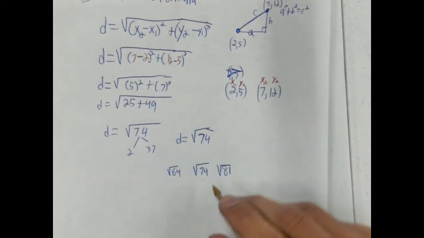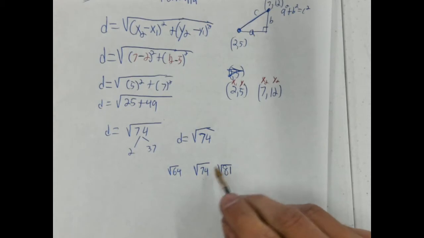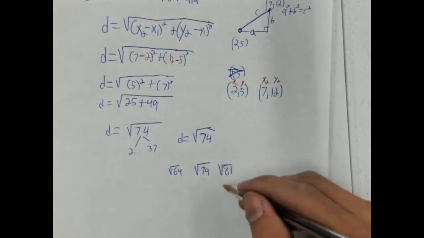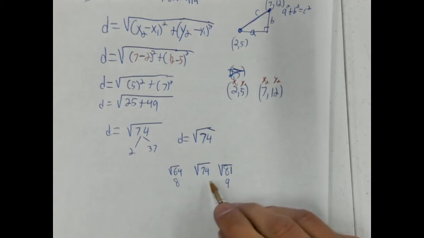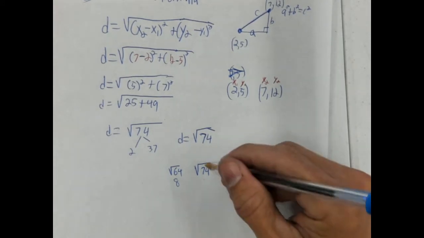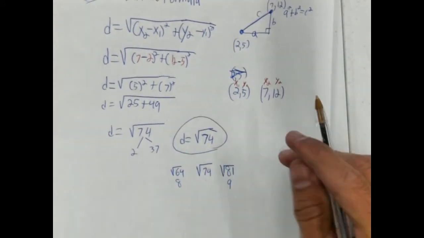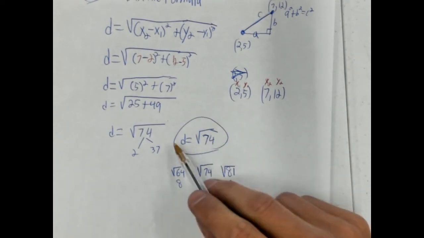Just in between those two, and it's closer to this one, which is 9, right? And this is 8. So it'd be somewhere in between 8 and 9, closer to 9, right? If we wanted to estimate that. But that's how you would solve for distance, okay?